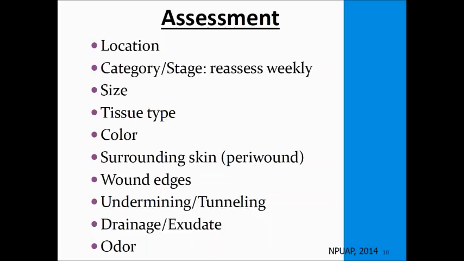You want to observe and document wound characteristics. You want to document the location on the body, the category or stage of the pressure injury, which we'll go over, the size. You want to measure the wound, the tissue type, the color of the wound bed, the peri-wound, the surrounding skin. Is it warm, cool? Is there induration? Is there breakdown? Ask if they have pain. Are the wound edges macerated? Are they rolled over? Is there undermining or tunneling?